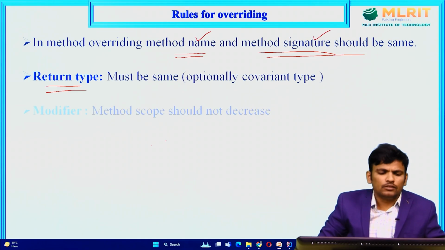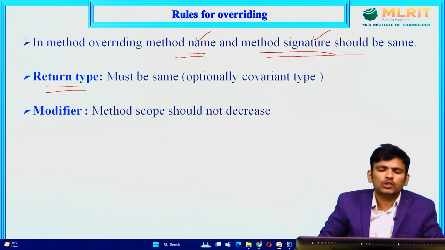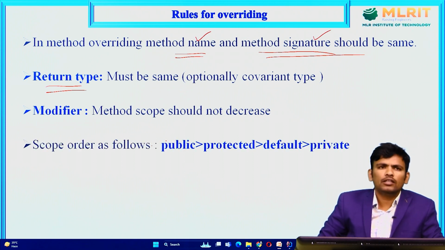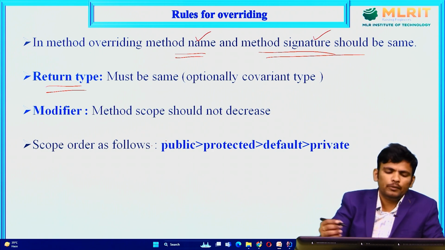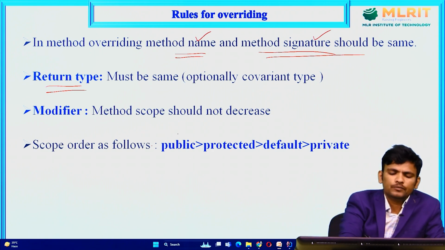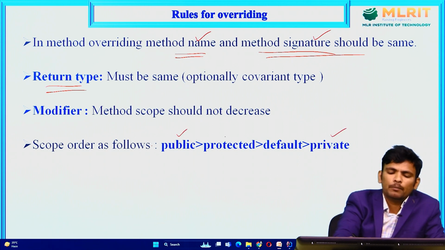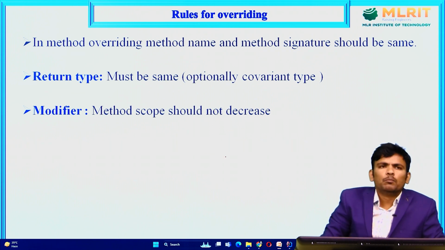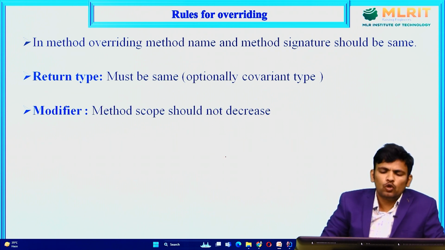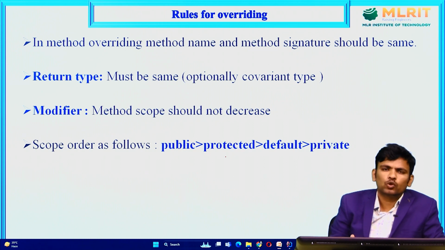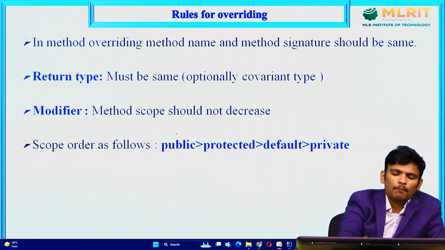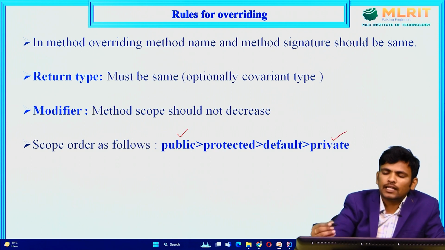The covariant rule is applicable only for non-primitive types. So coming to the next rule, the modifier scope. Access modifiers like public, private, protected and default. The modifier scope should not be decreased. In Java the scope order is as follows: public has the most scope and private has the least scope. So coming to modifier scope, the scope should not be decreased.